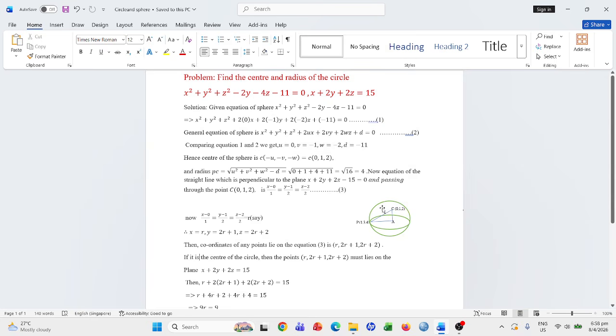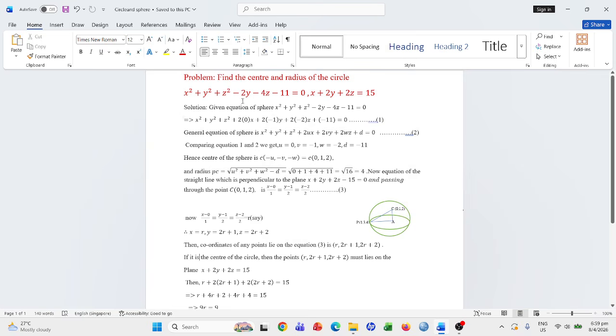If we section a sphere by a plane, then we get a circle. Such as, if we consider the figure, this is the sphere. If we section the sphere by a plane, then we get the circle.